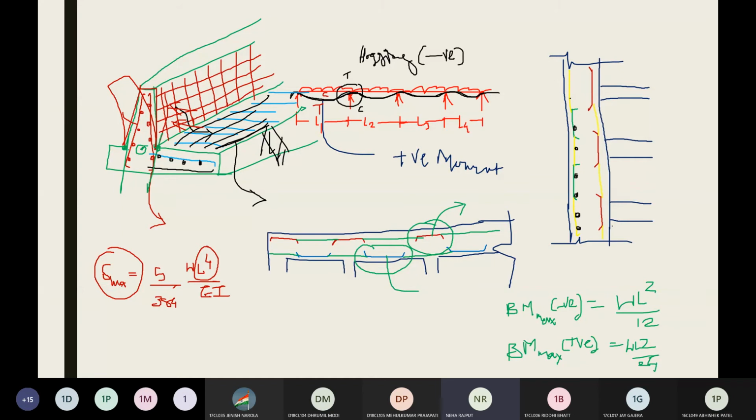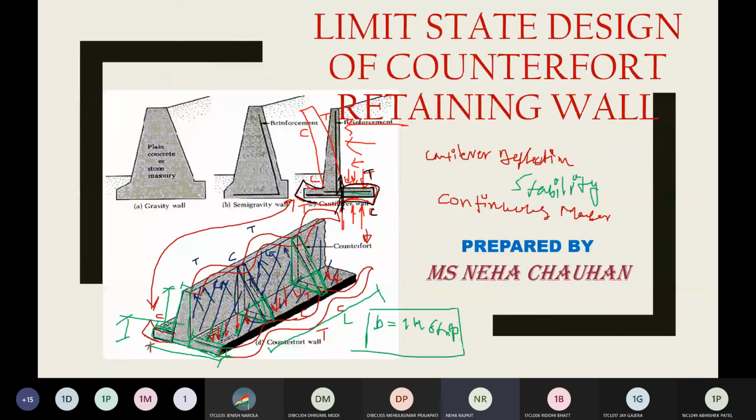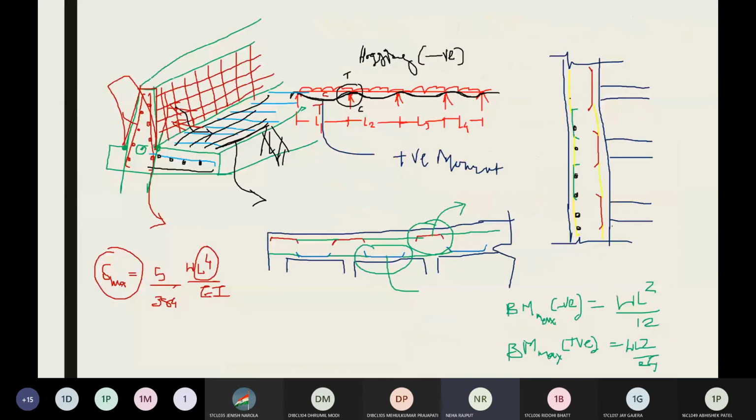You designed it that way, but here in counterfort retaining wall the toe part will remain the same, but for the stem part and heel part you will get two moments, positive moment and negative moment, by this equation. And here in this equation W is the pressure value, so you are going to find the pressure. If only backfill is given, then active pressure; if surcharge is there, then active pressure plus surcharge.